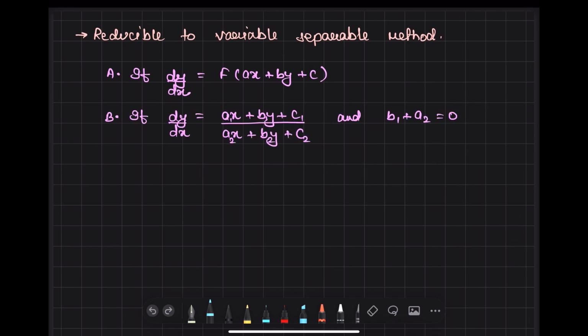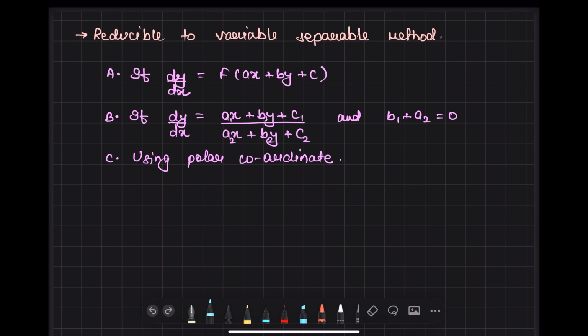In part B, again there will be some situation where you will have dy by dx equal to linear function by linear function. So again you cannot segregate all x together and all y together, and here we will have some more conditions: b1 plus a2 should be 0. This is the condition. Then only we can apply this category B idea. Okay, and then we have to use polar coordinates to convert our question into the variable separable method.